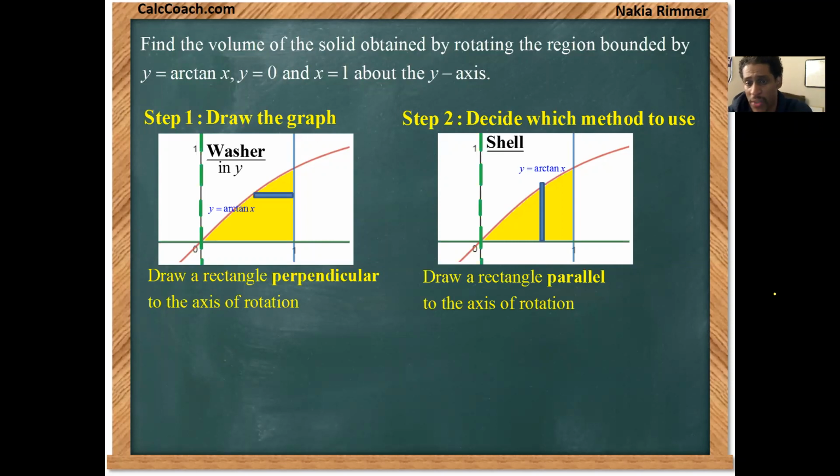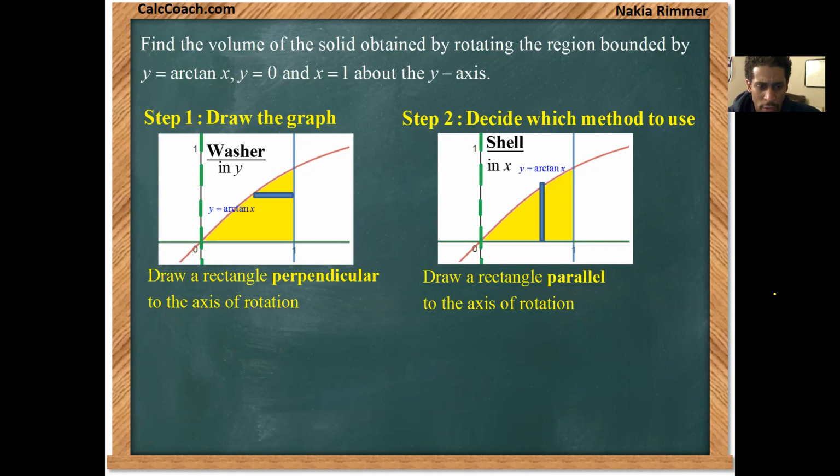The one that's parallel is always shell, no doubt about it, no question there. And then since it's upright for the rectangle, it's going to be an x. Okay, great. We'll set them both up, and then we'll choose one method over the other. Actually, we'll end up doing them both. Don't worry. Let's go set up the washer.